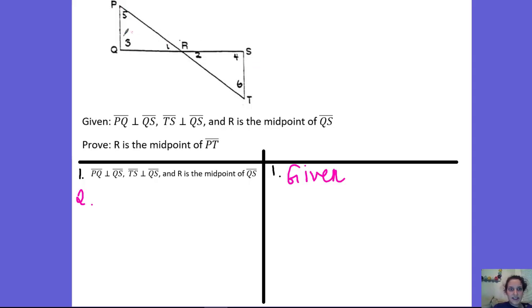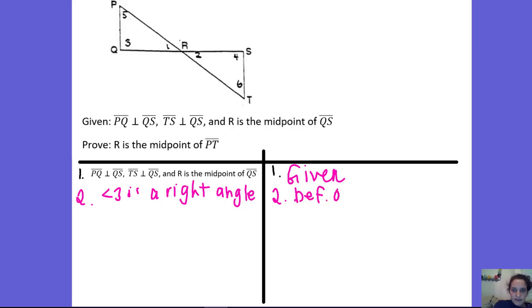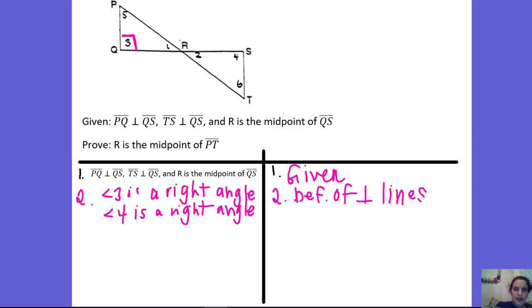If PQ is perpendicular to QS, then angle PQS, also known as angle 3, is a right angle. Angle 3 is a right angle. And that is the definition of perpendicular lines. I also know that TS is perpendicular to QS, so I can say that angle QST, also known as angle 4, is a right angle. So I'm going to go ahead and just put those in the same step because they have the same justification. So angle 3 is a right angle and angle 4 is a right angle.